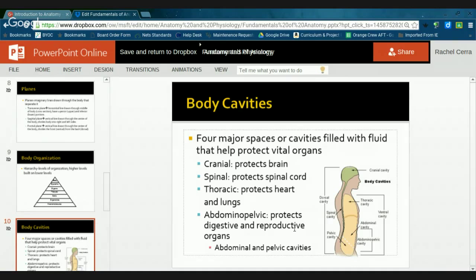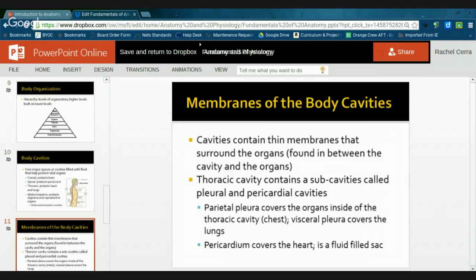Okay, so I've got that diagram there for you. Okay, a few membranes. Inside of your cavities, you've got these layers of tissues that line the insides of those cavities. So you're going to have your cavity wall, these membranes, and then the organs themselves. If you've ever dissected before, you can see these because they're almost little sacs that you have to cut through.